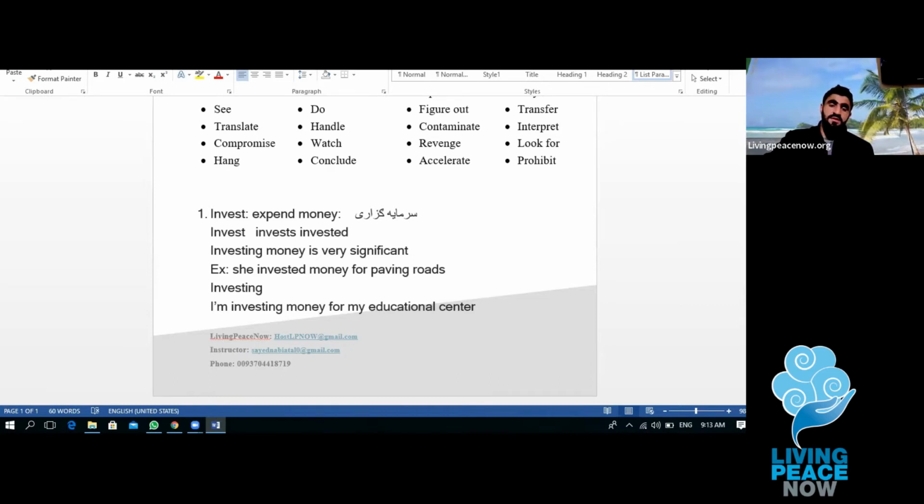We will talk about the adverb in the next Tuesday. About the adverb and adjective, what's the difference between adverbs and adjectives, and we will talk about the usage of it. That's really important for our students. That's some information about invest. Invest is a really important verb.